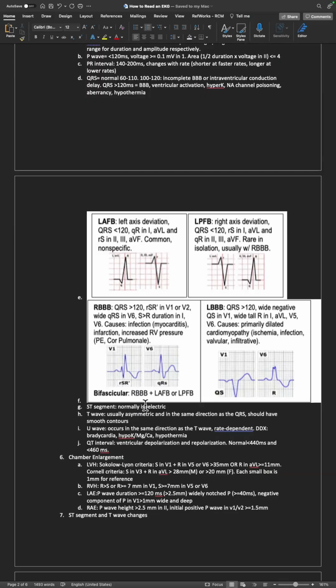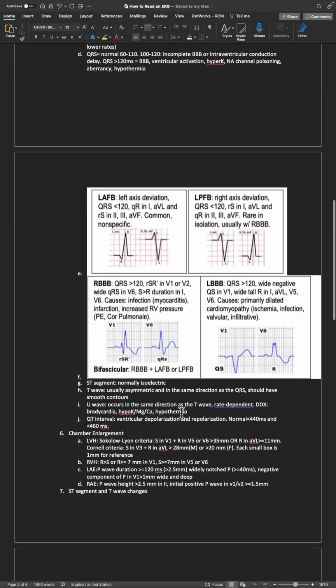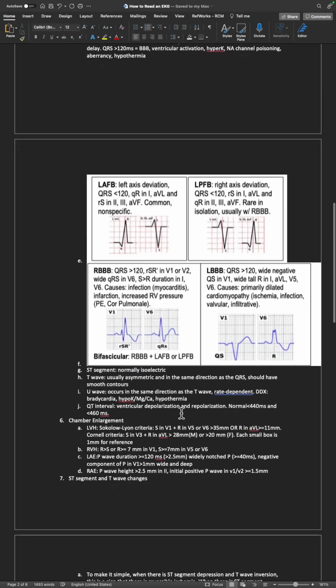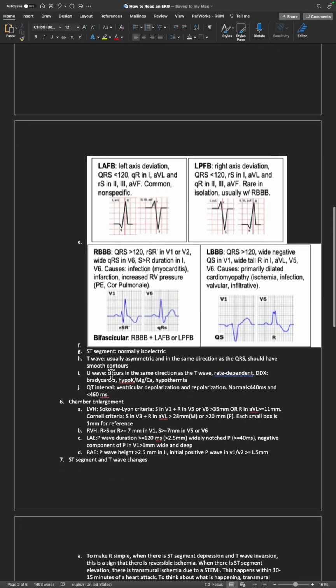Then we talk about the ST segment, which is normally isoelectric. And then we have a T wave, which is usually asymmetric and in the same direction as the QRS, and should have smooth contours. Then we have the U wave, which occurs in the same direction as the T wave. This is rate dependent. The differential for this is bradycardia, hypokalemia, hypomagnesemia, hypocalcemia, or hypothermia.